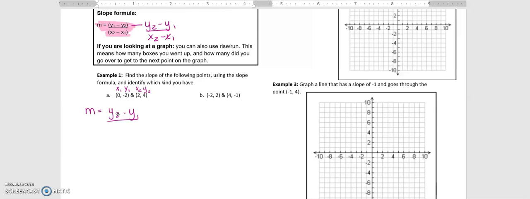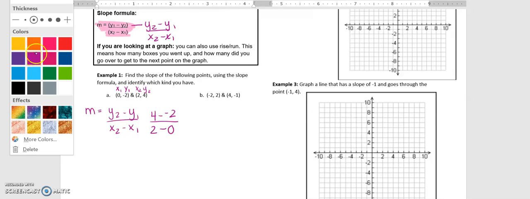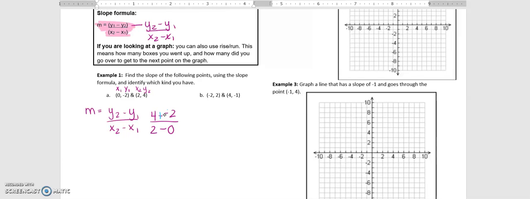Now I'm going to write the formula this first time. You don't have to once you know it, and you don't need to memorize it because it is on the reference sheet on your exam. So y2 I have as being 4, y1 is -2, x2 is 2, and x1 is 0. Now right here we have a double negative. A double negative means that it changes to a positive. 4 plus 2 is really 6, and 2 minus 0 is 2. If you can reduce, you should. 6 divided by 2 is 3, and that's a positive slope because it's a positive number.